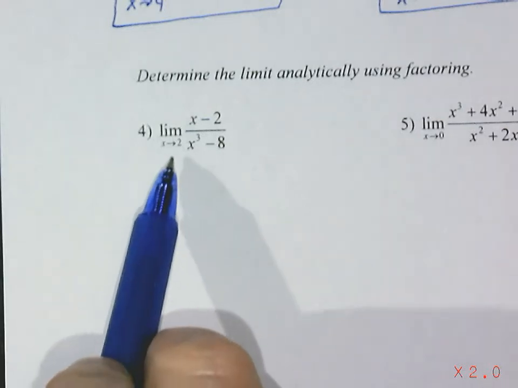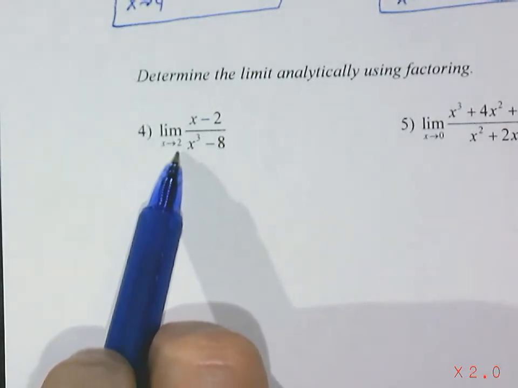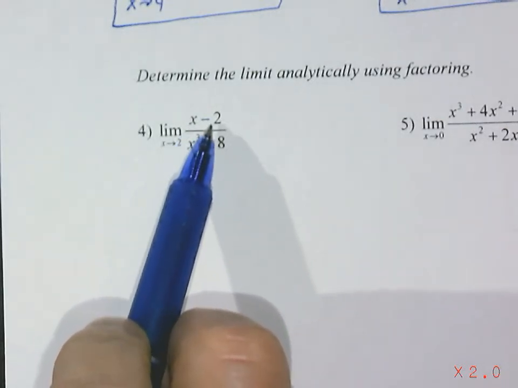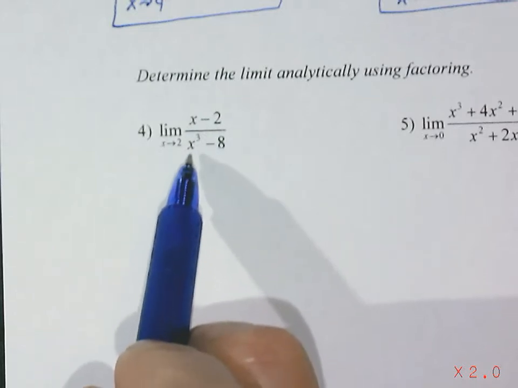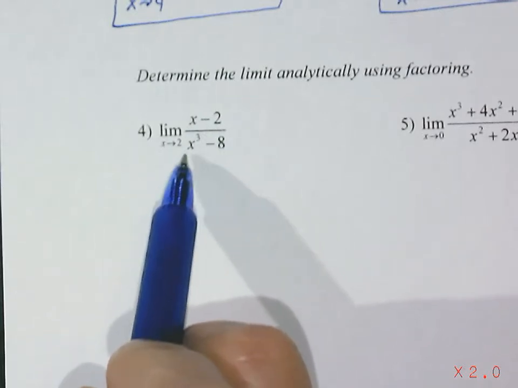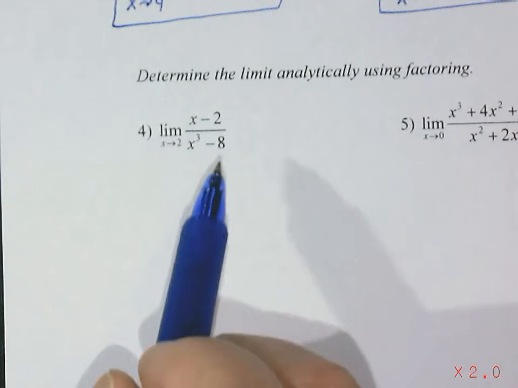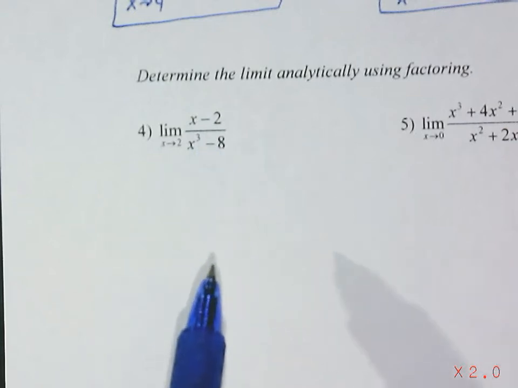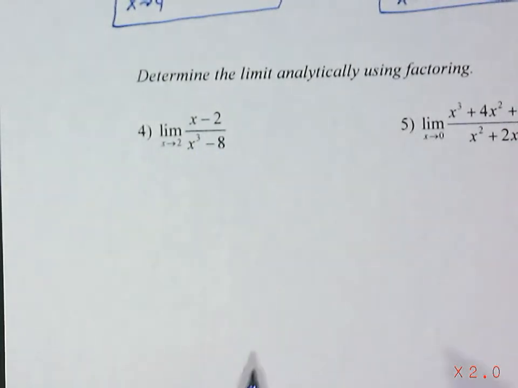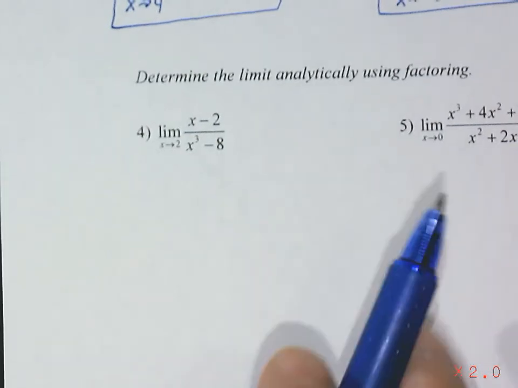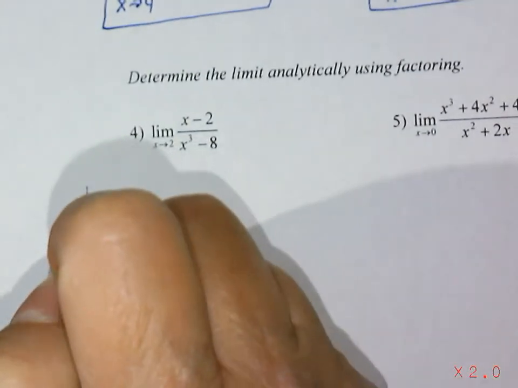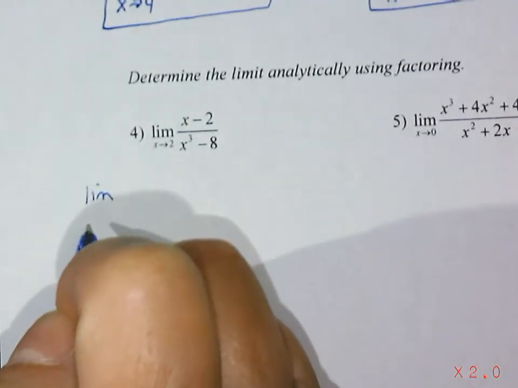And the reason I'm going to use factoring is, if I put a 2 in for x in direct substitution, I get 2 minus 2, which is 0, and 2 cubed minus 8. 2 cubed is 8. 8 minus 8 is 0. I would have 0 over 0. So I cannot do that. So I'm going to use factoring. So I have the limit as x approaches 2.